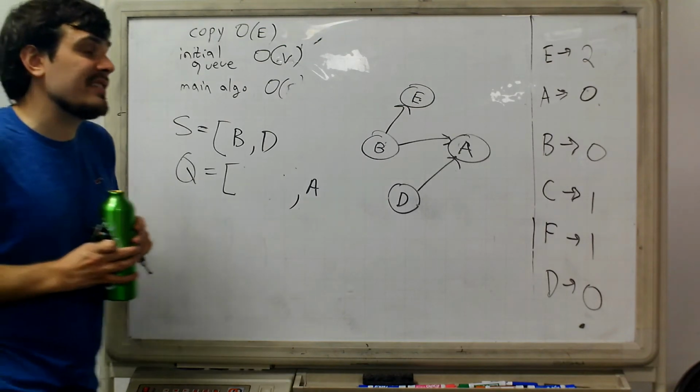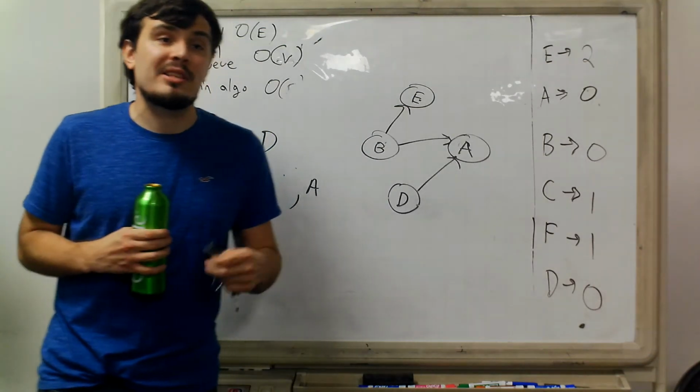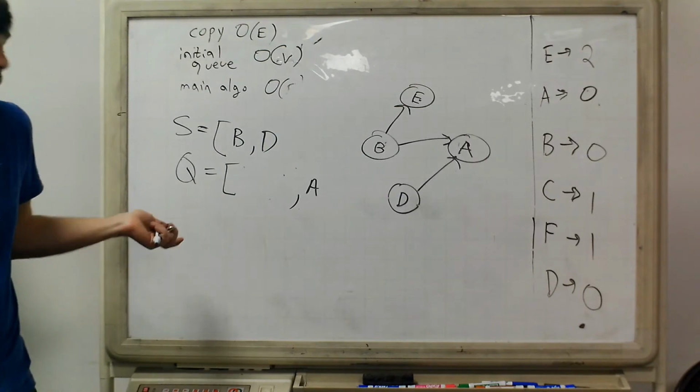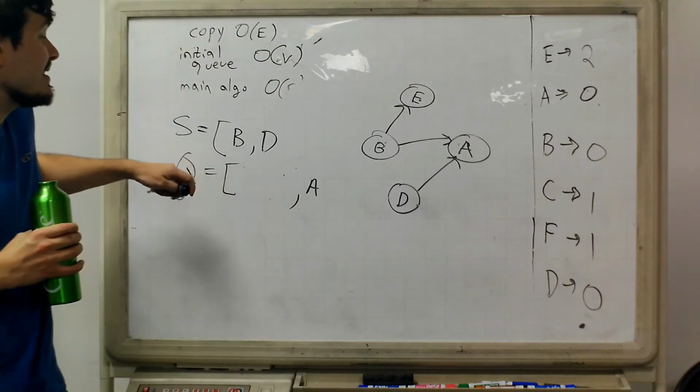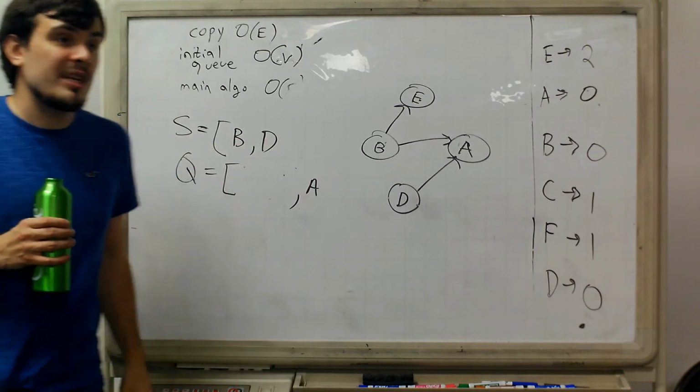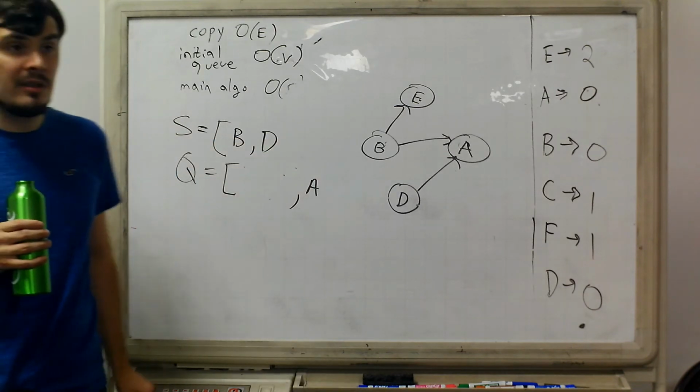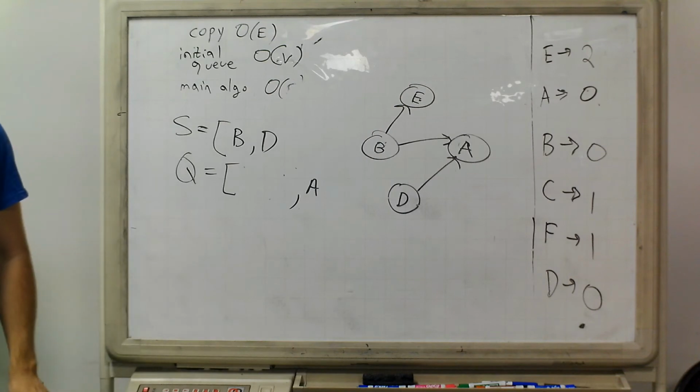Either everything now has 0 dependencies. That just means you're done. Basically, if S now contains every node, if the reason your queue is empty is because S is full, S has one of every node, then your algorithm's finished.